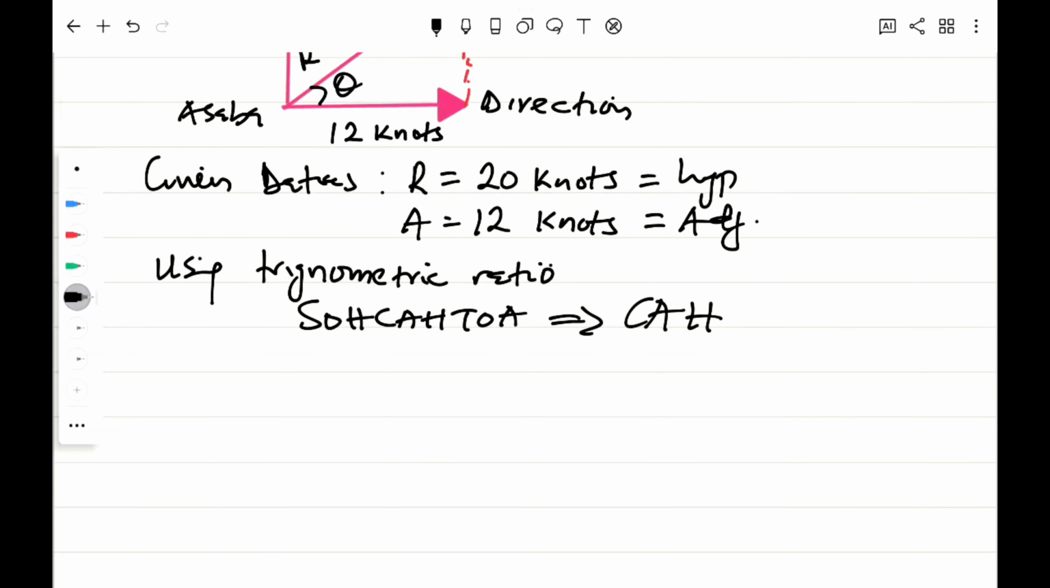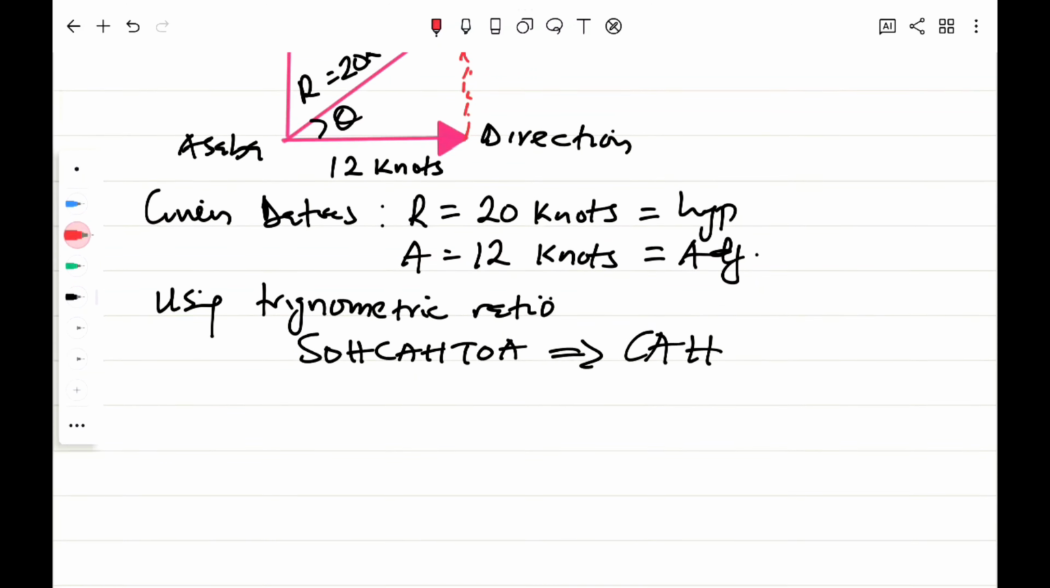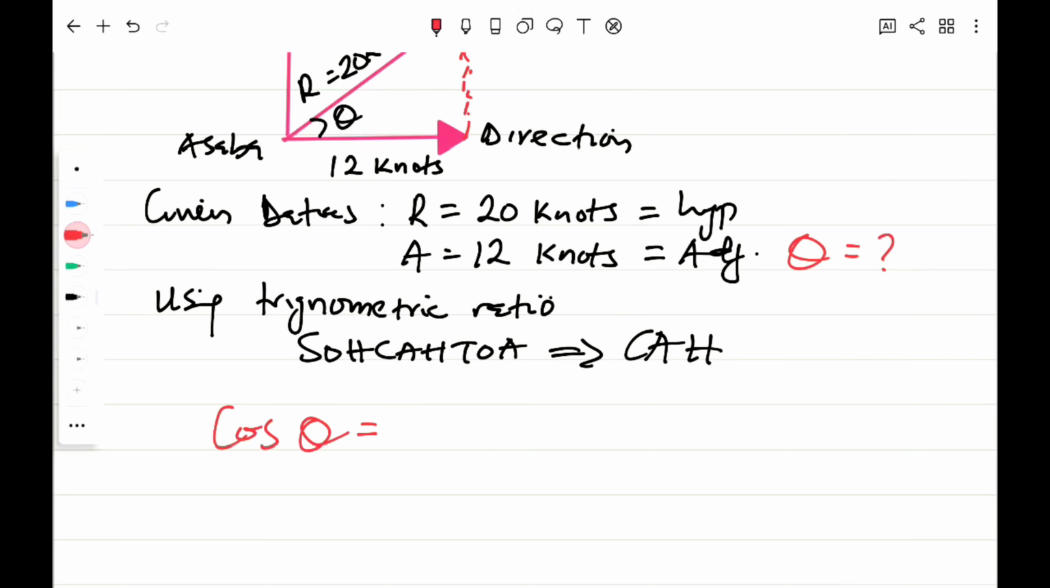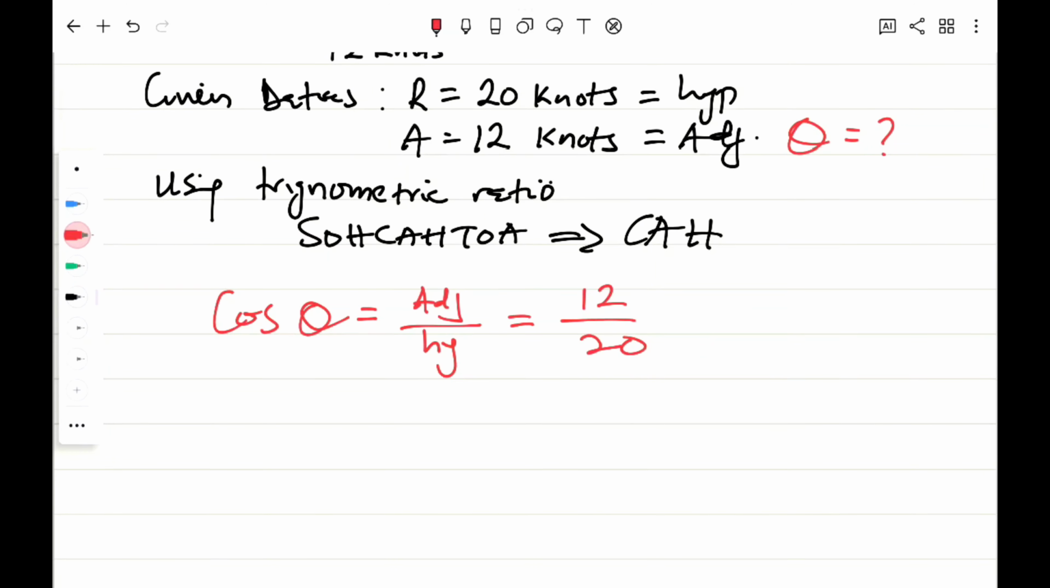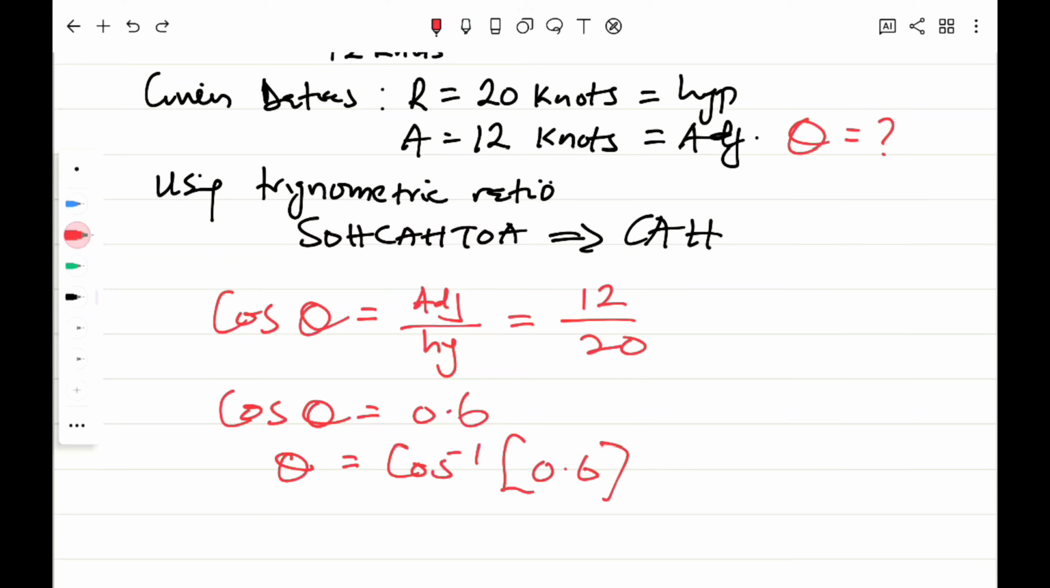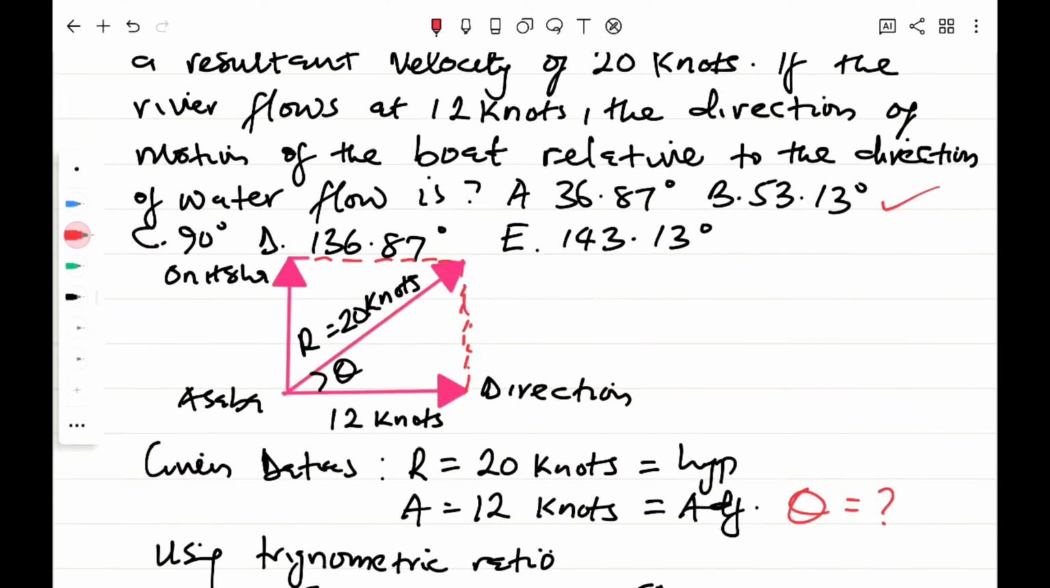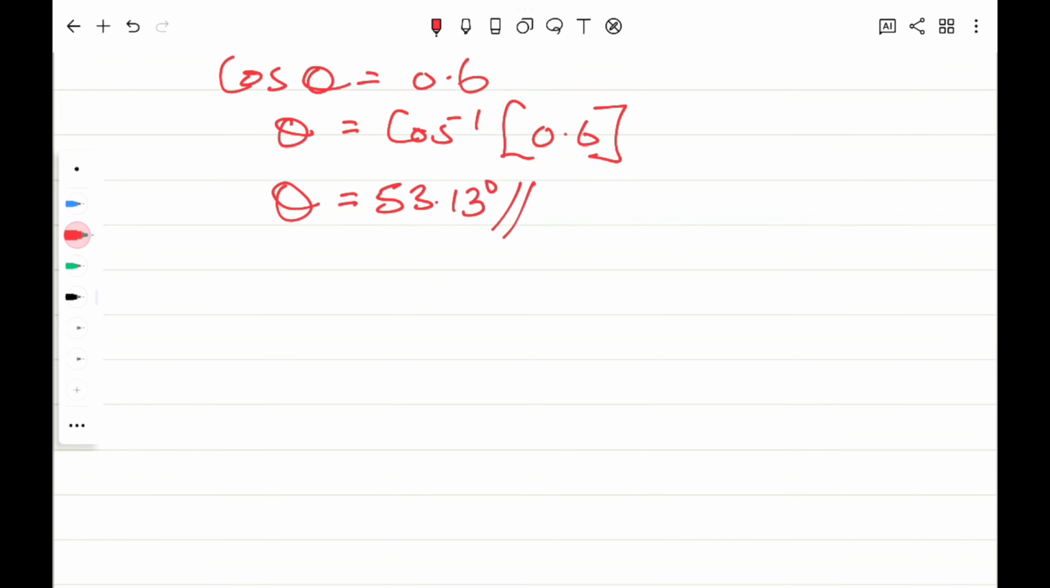So if we're applying that, then we now have that cos theta is equal to adjacent over hypotenuse. Our adjacent over hypotenuse will give us what? 12 over 20. So cos theta is equal to 0.6. Theta is equal to cos inverse of 0.6. So the cos inverse of 0.6 will give us our final answer, theta, to be 53.13 degrees. I hope you have seen the answer to that question.